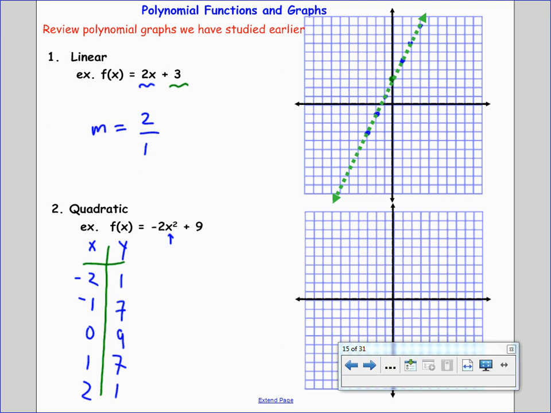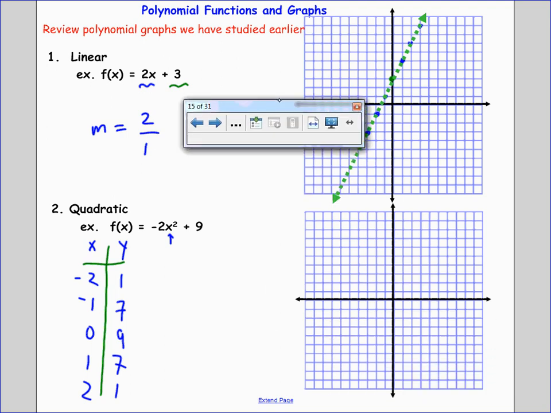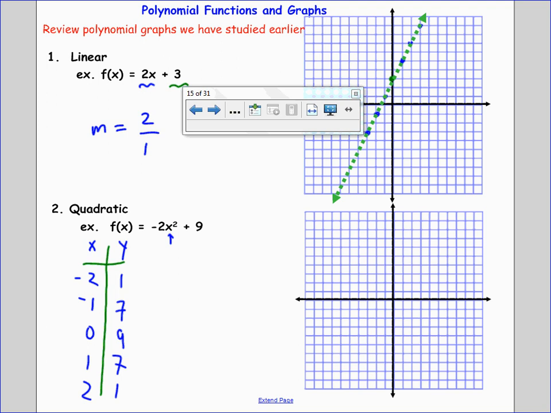Everybody, let's go ahead and carefully plot those and connect them to make a nice parabola, the graph of a quadratic or squaring function. How's that? Can you get them all? All right.